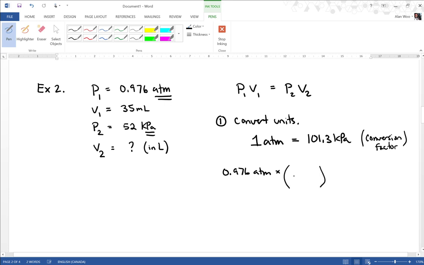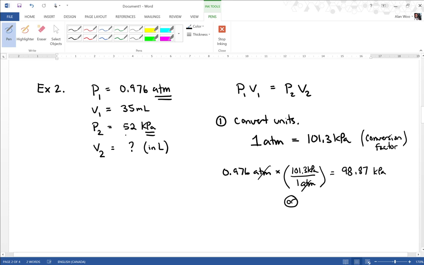So using our conversion factor, we want to get rid of ATM, so ATM goes on the denominator, and 101.3 kPa is up in the numerator. So these two cancel out, and you get 98.87 kPa.